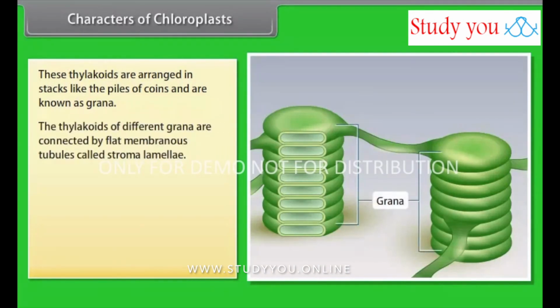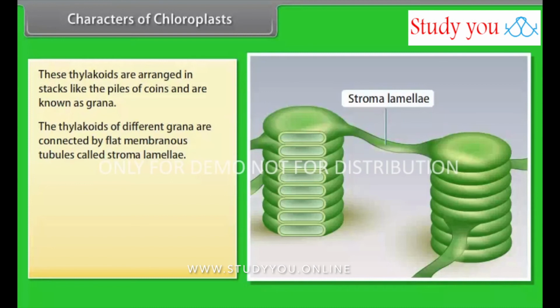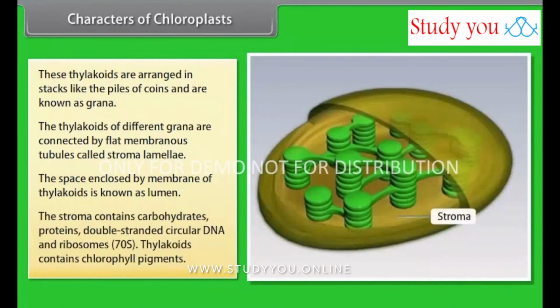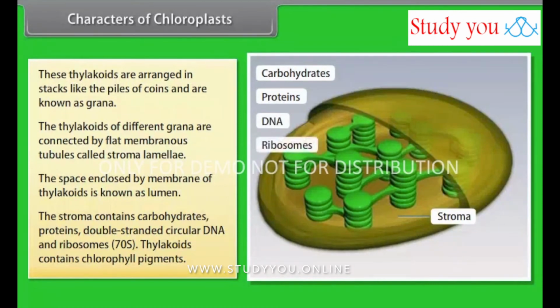The thylakoids of different grana are connected by the flat membranous tubules called stroma lamella. The space enclosed by membrane of thylakoids is known as lumen. The stroma contains carbohydrates, proteins, double-stranded circular DNA, and ribosome 70S. Thylakoids contains chlorophyll pigments as well.